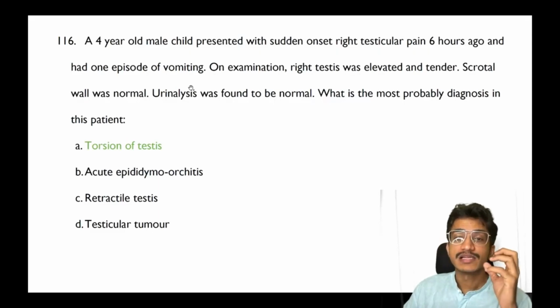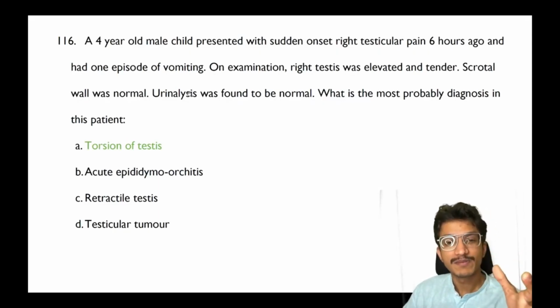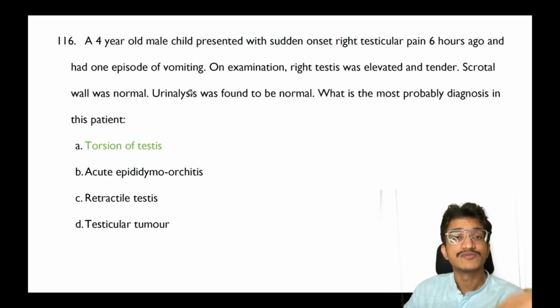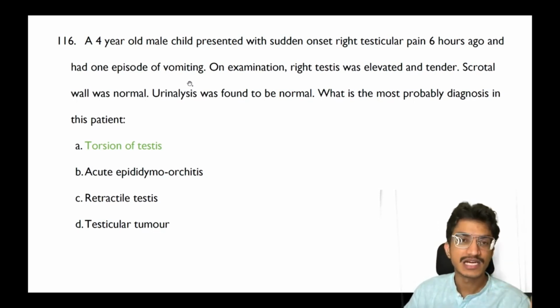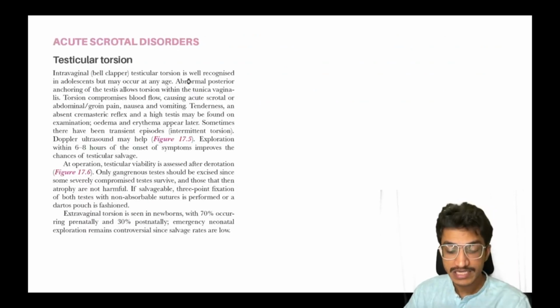Moving on to the next, a 4-year-old child with sudden onset right testicular pain, the right testis was elevated and tender, urinalysis was normal. So a very easy, straightforward answer is torsion of the testis.